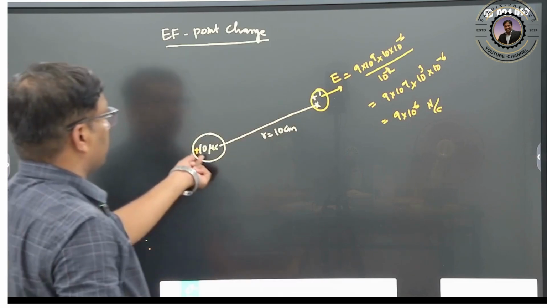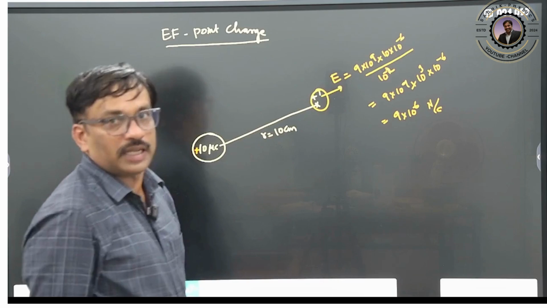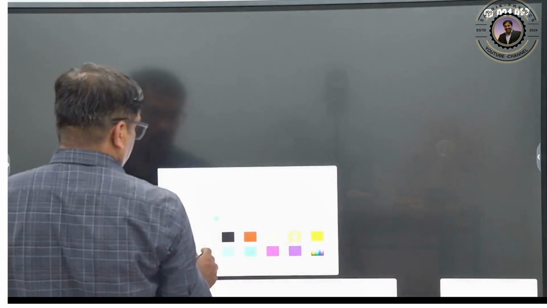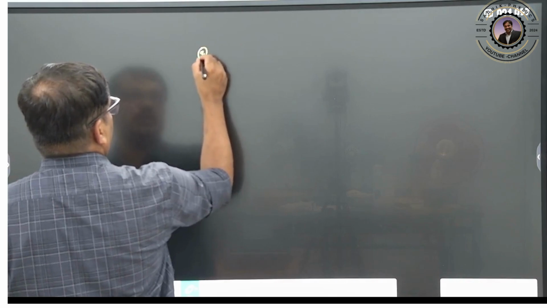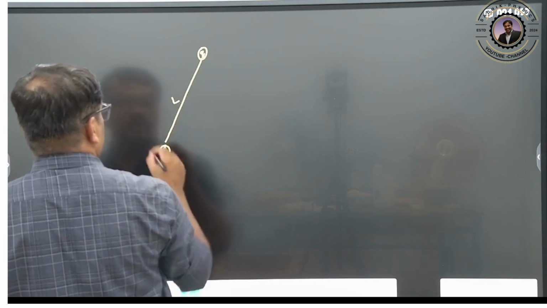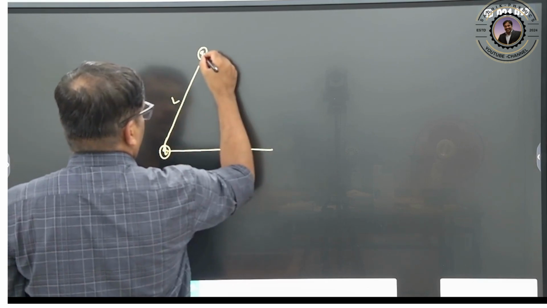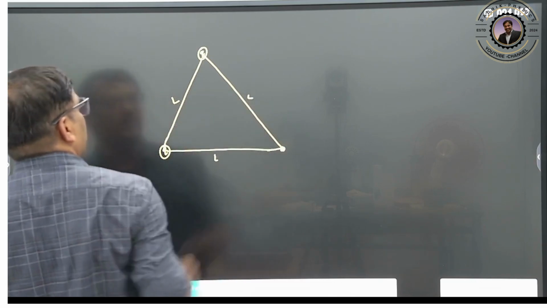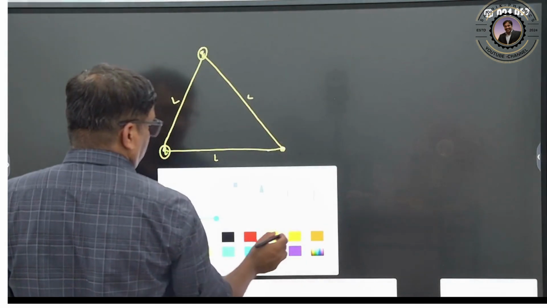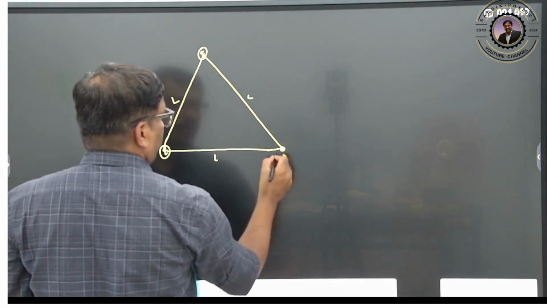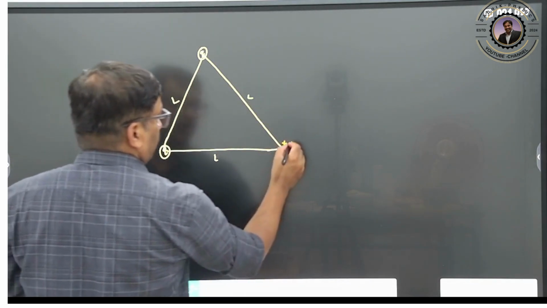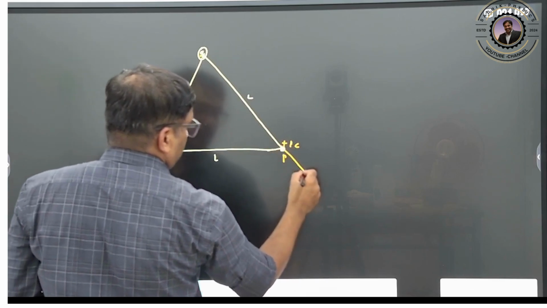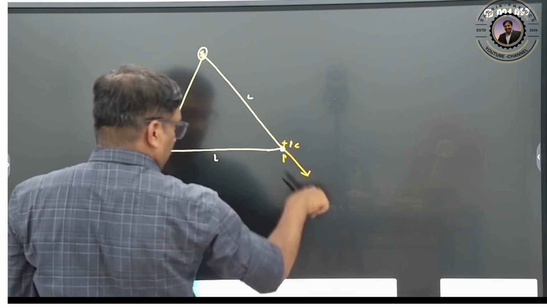Suppose there is a negative charge, then it will experience a force toward this direction. Now suppose there is one charge here, and here also there is one more charge. The distance is L, so we want to calculate the electric field at this point. This distance is L, this distance is L, so that is an equilateral triangle. What do you have to do? At this point P, where you want to calculate, you have to assume plus 1 Coulomb. This is Q, a positive charge. It is going to experience a force in this direction. This is the direction of your electric field.